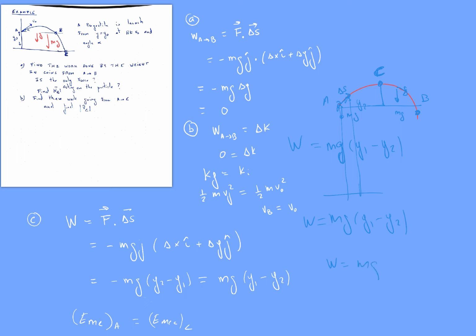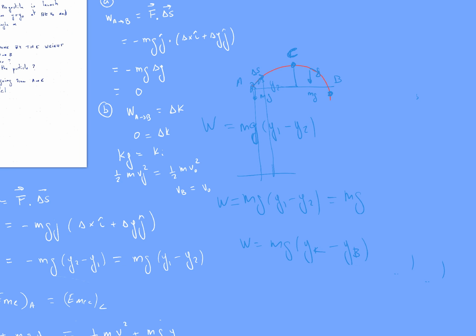mg y initial, now y initial is yc minus yv. Here is mg y0 or ya minus yv, and this is negative. But the work going from C to D will be positive. And the sum will be 0.